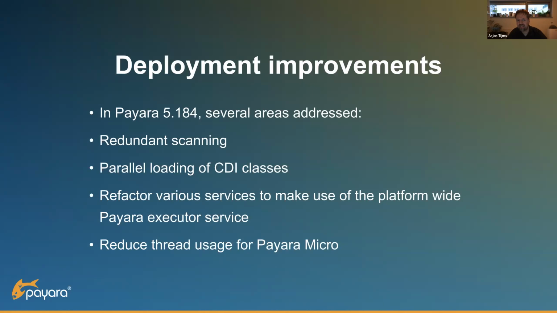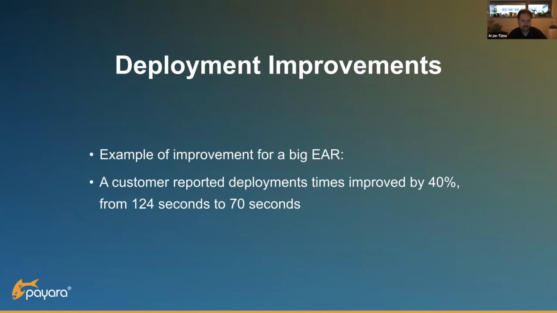And the last thing is kind of related to this. We reduced the thread usage for Payara Micro. Specifically, microservices quite often run on resource-constrained systems. You don't want to have too many threads there, so we reduced those. On the other hand, if you have more capable hardware, you can increase them again, which might or might not, it depends, speed up things.